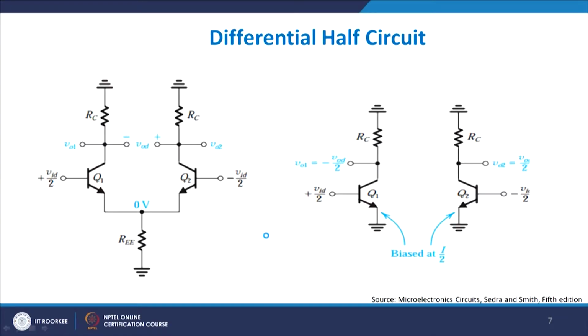Now the concept here is that if everything is symmetrical, both the left arm and right arm are symmetrical, we can divide the whole differential circuit into 2 half circuits.